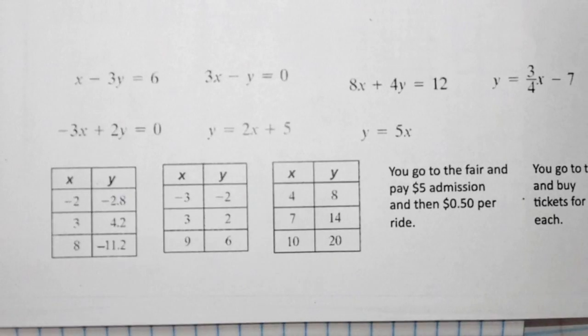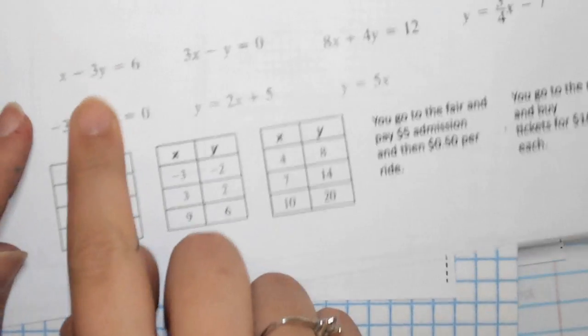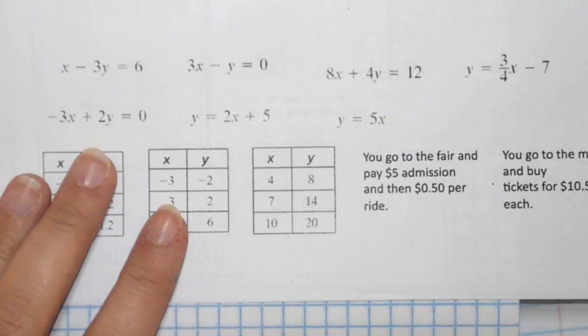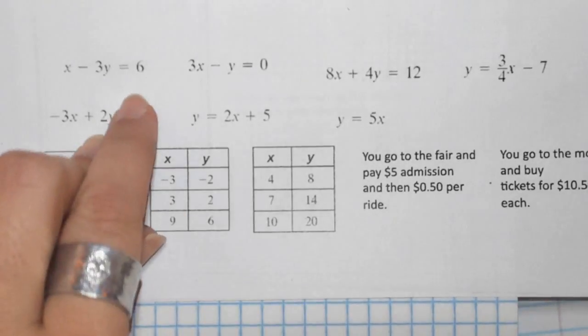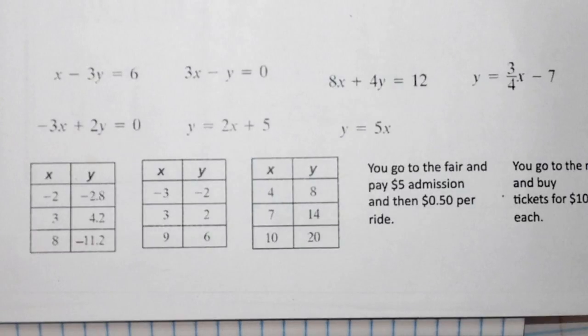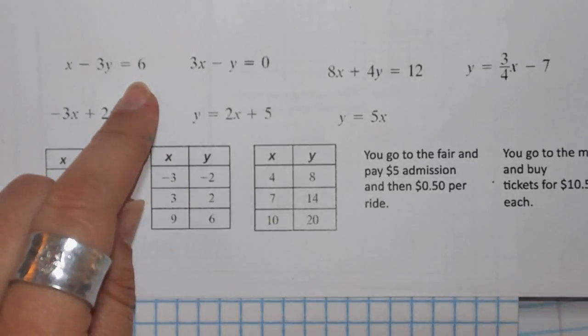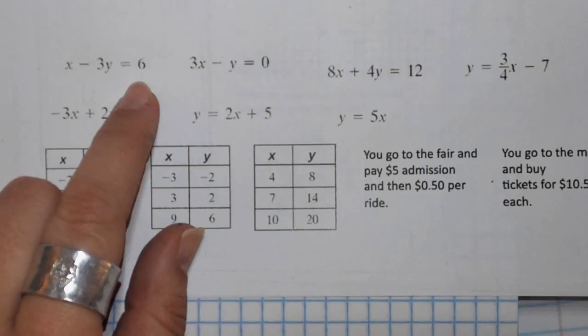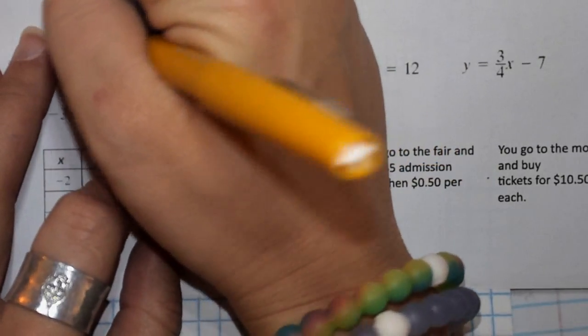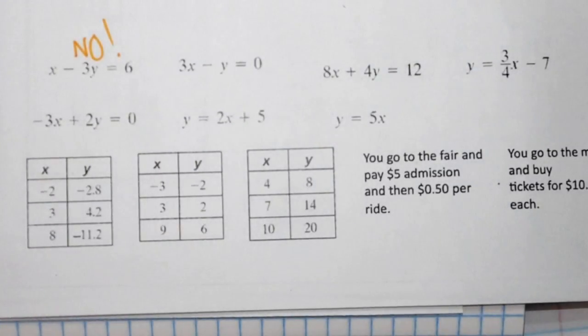Alright, so let's look at the first one together. Now, our goal is to figure out if it's a direct variation or not. So remember, our y-intercept has to be what? 0. So that means it has to either equal 0 or not have a plus a number. That one's no. Why do you think this one's no? Because it equals 6. Yes, it equals 6. So no.